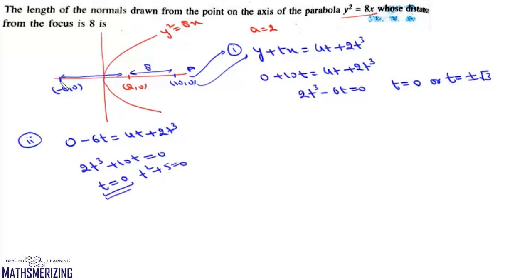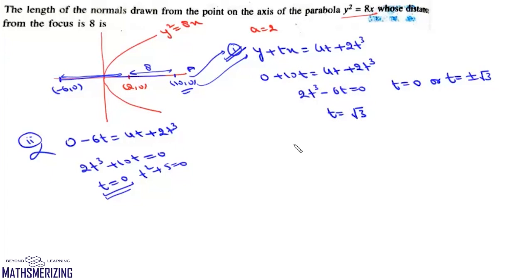Now in this case it will be this x-axis. So we won't get any chord from this. So here we are talking about this point which is at (10, 0), for a chord which is drawn at any point whose t is root 3. Now in the previous video we have already discussed the formula for length of normal chord.